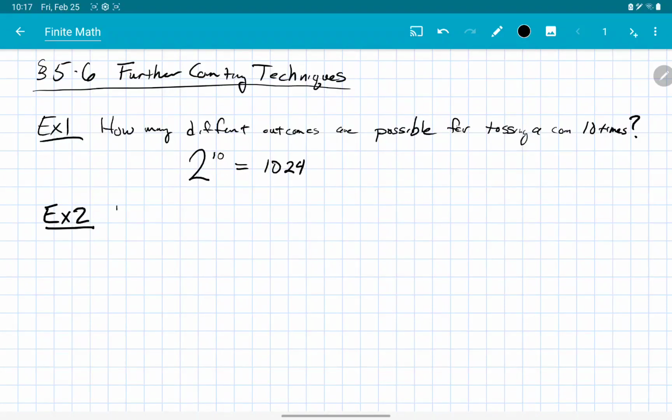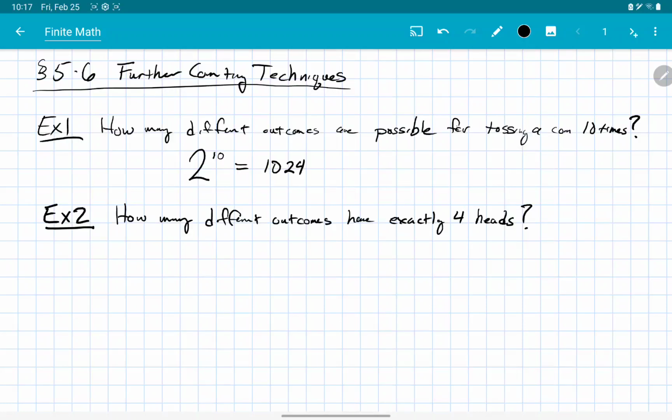Example 2. How many different outcomes have exactly 4 heads? How many different outcomes from the coin toss have exactly 4 heads? Well, that is a little bit tougher, right? That's a little bit tougher.